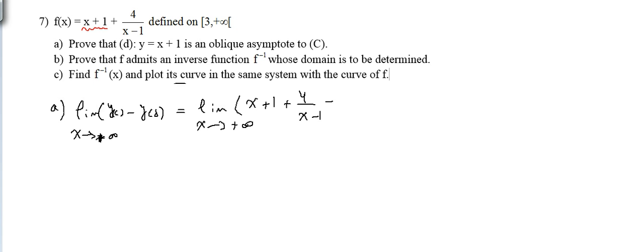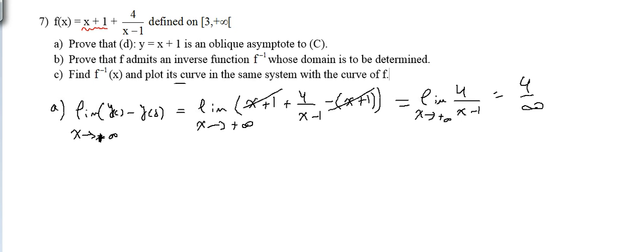Minus y of d. d is x + 1, so minus (x + 1) equals x + 1 - x - 1, which is 0. What is left is the limit of 4/(x - 1) as x tends to plus infinity. The answer is 4 over infinity, and 4 over infinity is 0. Then directly we can say y = x + 1 is an oblique asymptote. So first we have the oblique asymptote. Don't forget, we will go back to it when we draw. This is very important.